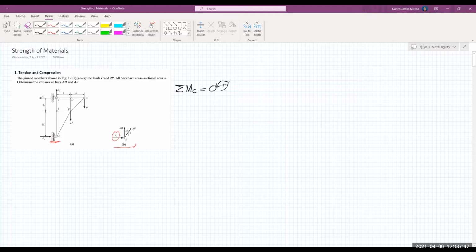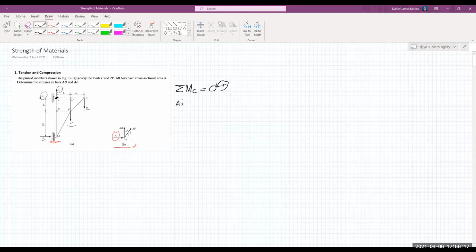Since we are taking moments at C, the moments induced by the forces C sub x and C sub y, which are the reaction forces at the hinge, will be zero. So we are now left with 2P, P, and A sub x. From there, we can solve for the reaction at A in terms of P. So we have A sub x.